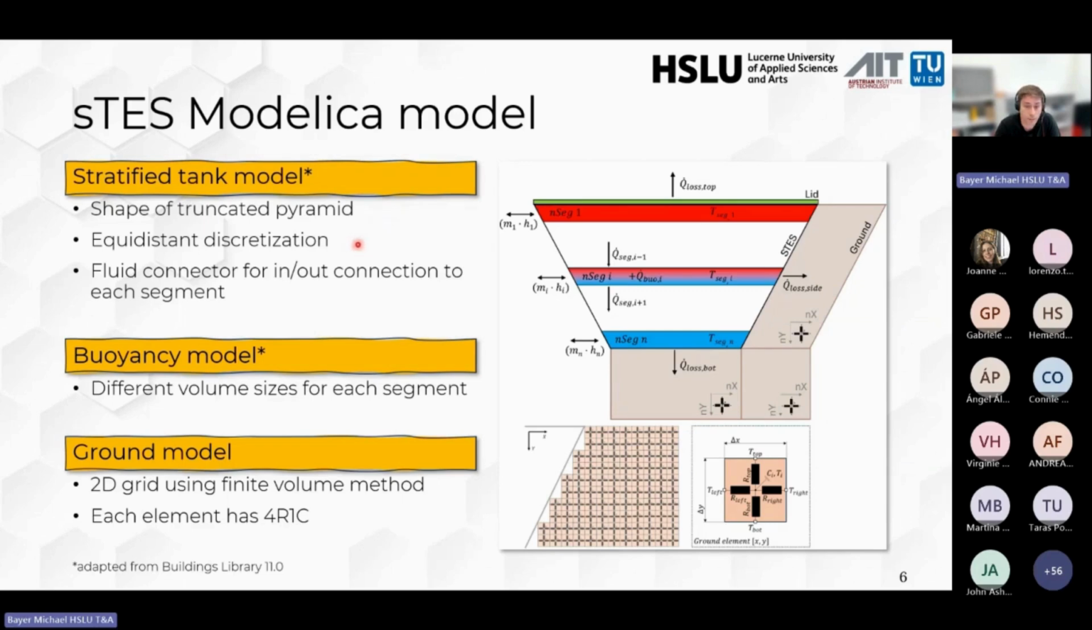We used equidistant discretization for this. For the study, we used 200 layers within the tanks, and you're able to connect basically each layer of the tank with in and out flow connections. Then for the ground model, we created a 2D grid with the finite volume method, where each element is represented by a 4R1C network to simulate the interactions between the ground and the tank.